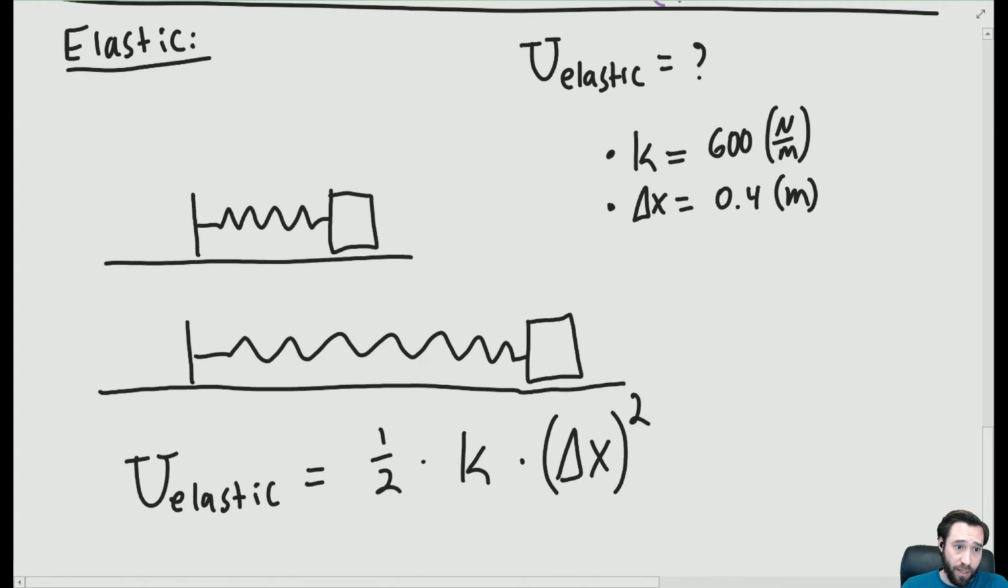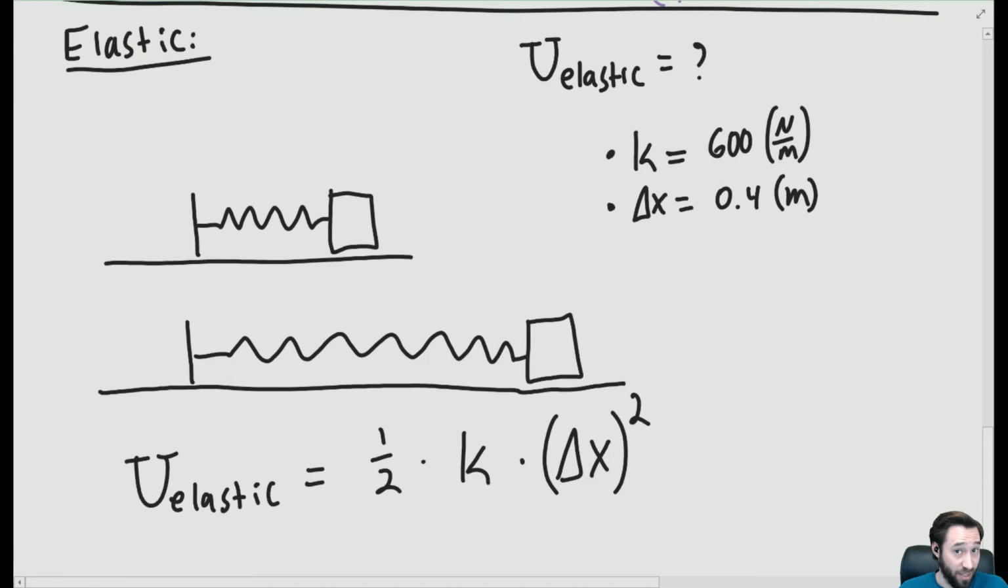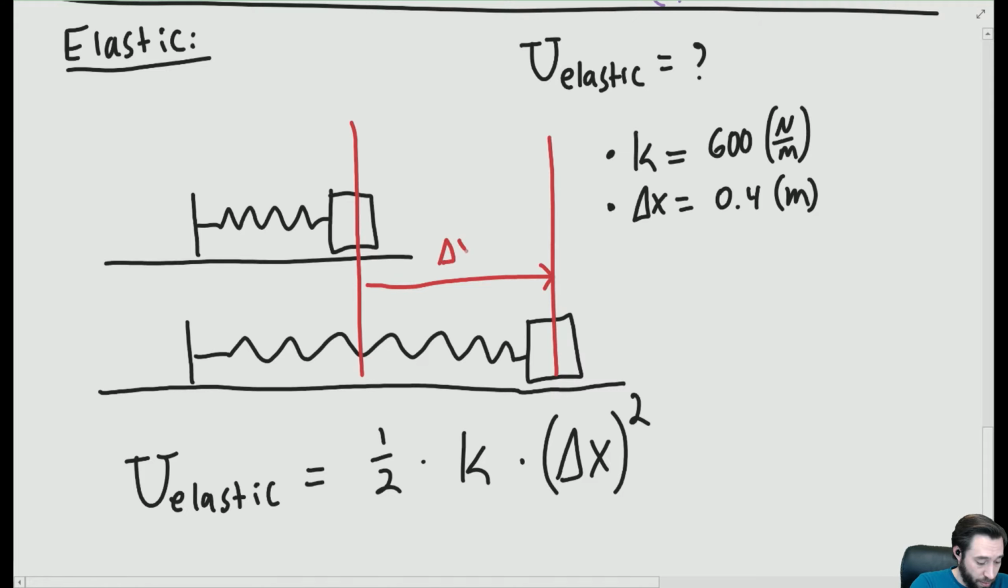So out of any of these energy problems, the amount that it's been stretched might be given in centimeters. So you just need to be on the lookout for that and make sure to convert it into meters. But just for the sake of exposing you guys to this for the first time, I'm going to keep it in meters. So what that 0.4 meters represents, the distance that it is stretched, that is the delta x. Okay? So that's what this represents here.